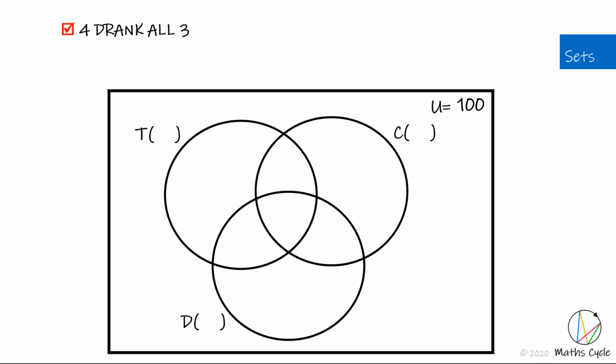Okay, so the first piece of information is that 4 drank all 3. So that's the intersection of all 3. That's where we begin all our questions. So that goes in the middle.